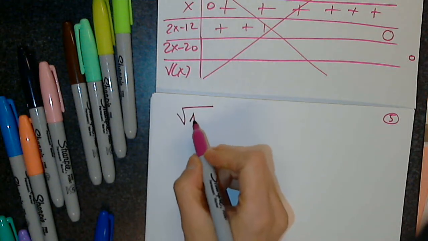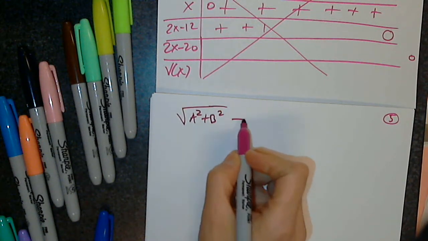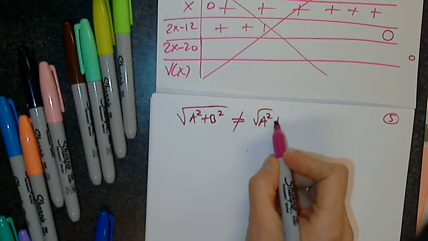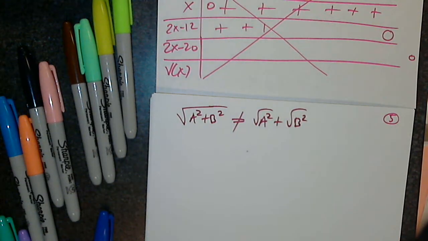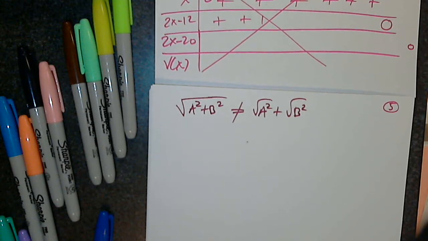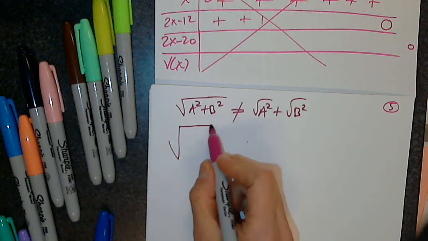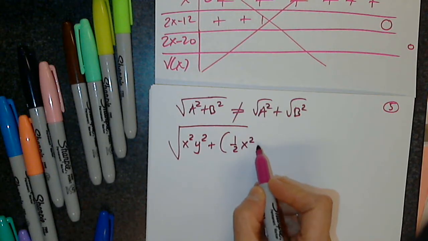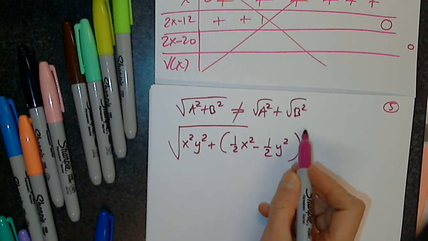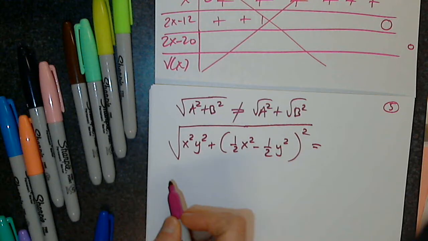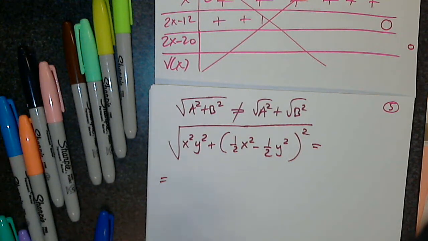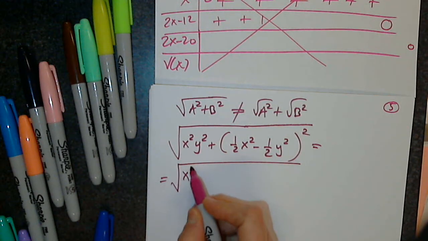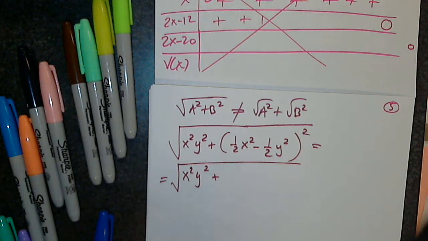So the square root of a squared plus b squared does not equal the square root of a squared plus the square root of b squared. That's the first thing. You can't do that. So the square root of x squared y squared plus 1/2 x squared minus 1/2 y squared, everything squared. So I have to copy x squared y squared plus.